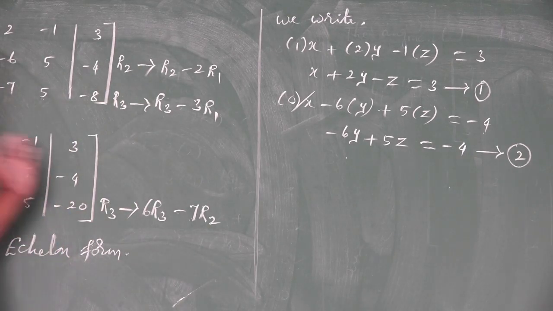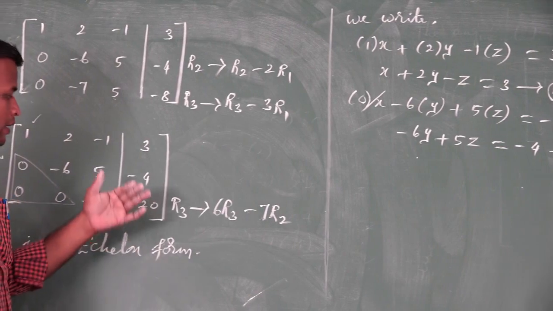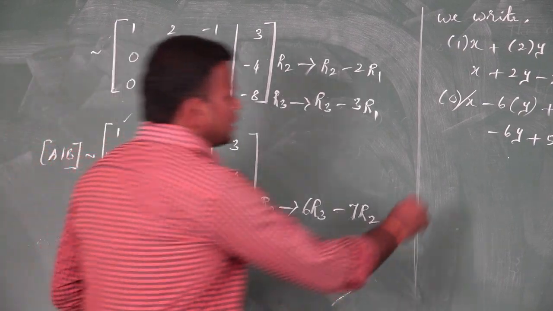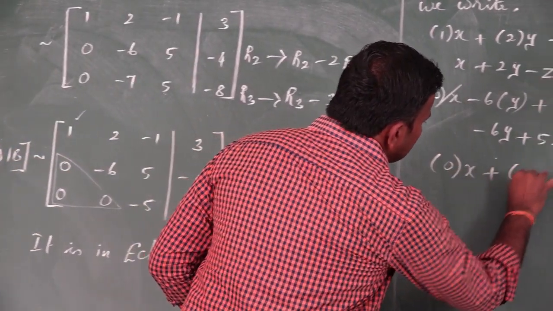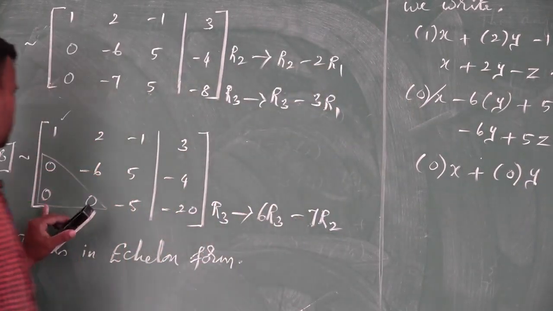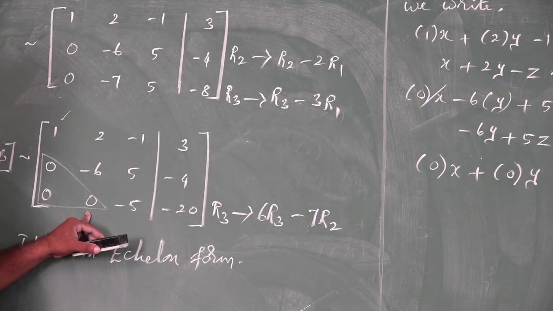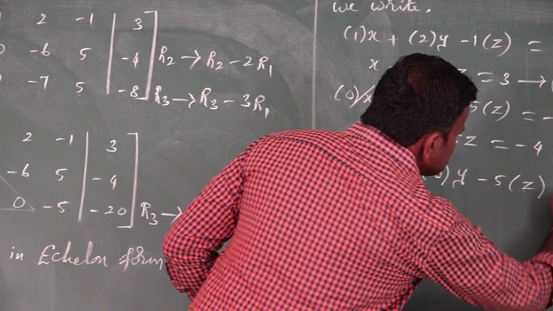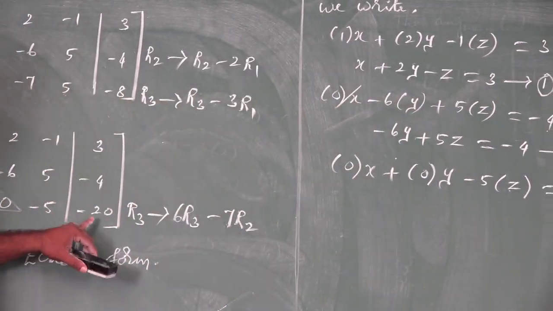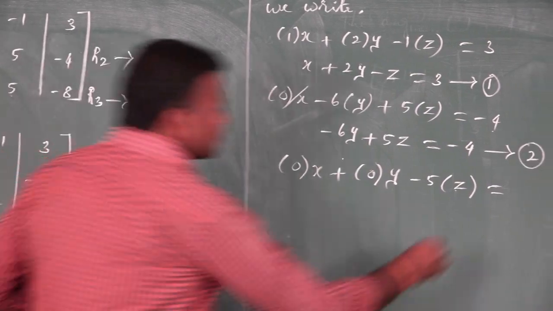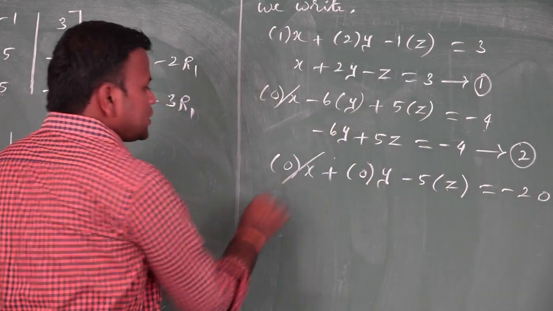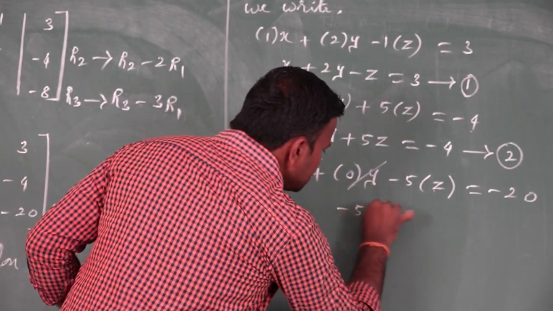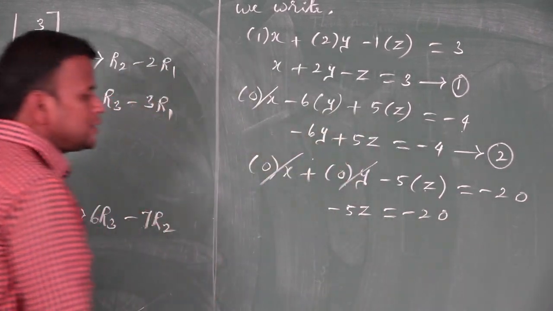Now we have finished the first row and second row. Now we come to the third row. The first element is 0, so 0 into x. The second one is also 0, 0 into y. And the third one is the coefficient of z, minus 5 into z is equal to, whose corresponding value in RHS is minus 20. So 0 into x is 0, 0 into y is 0, minus 5 into z is minus 5z is equal to minus 20.